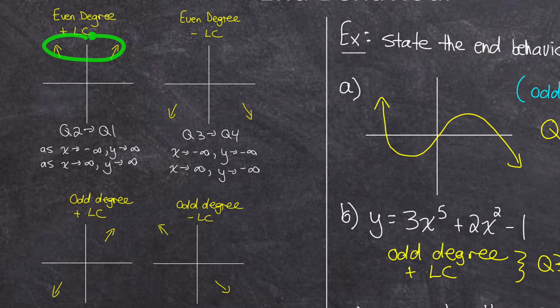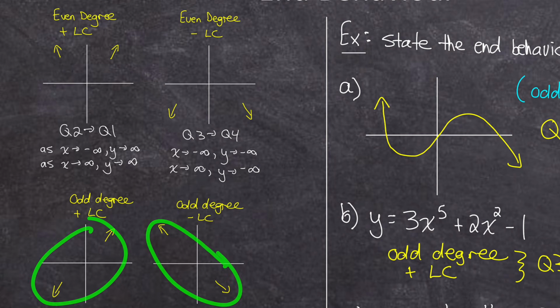And if both sides are pointing in the same direction, either both up or both down, it's even degree. But if both sides are pointing in opposite directions, it's odd degree.